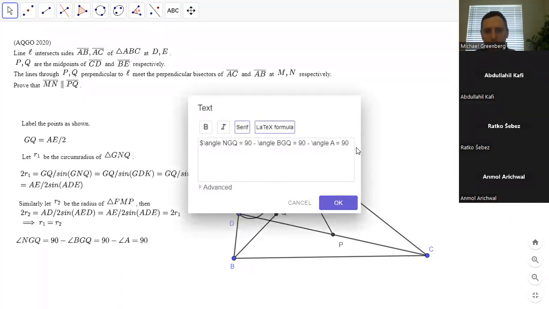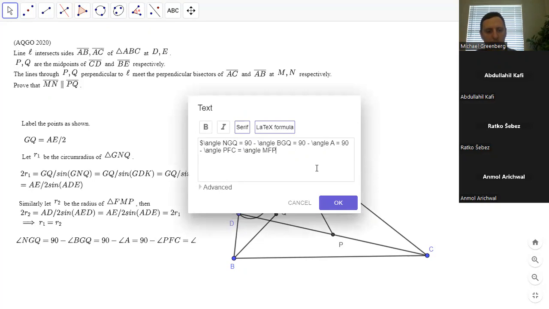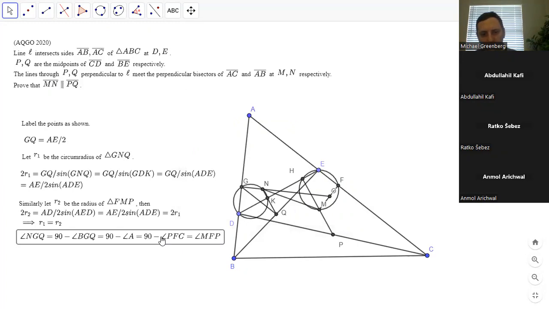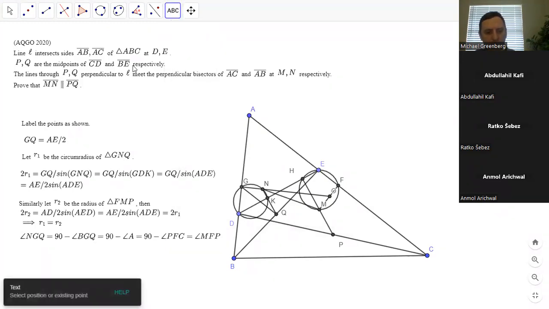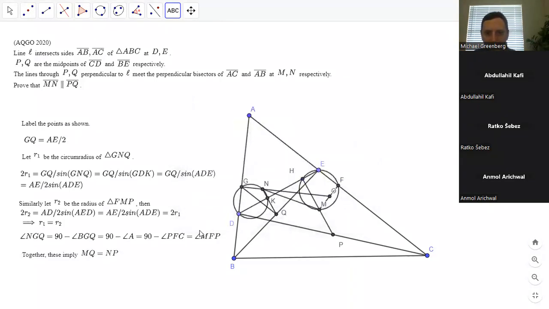Which is 90 minus angle PFC, which is angle MFP. And so that means that together these imply that NQ equals MP. And then NP is parallel to NQ since both are perpendicular to NP, so then we have a parallelogram.